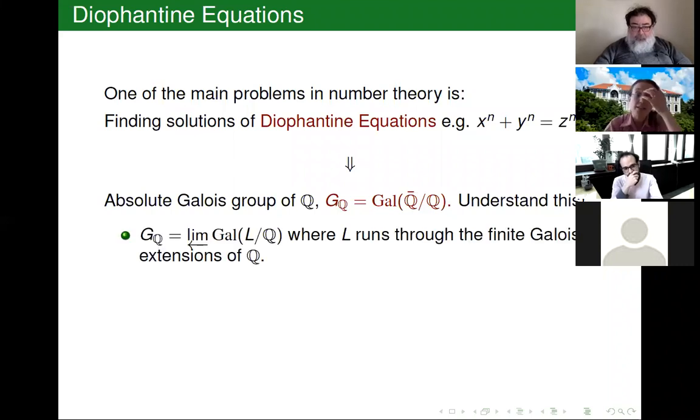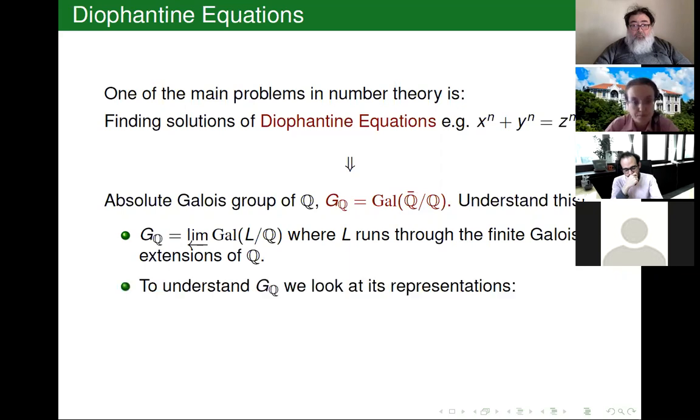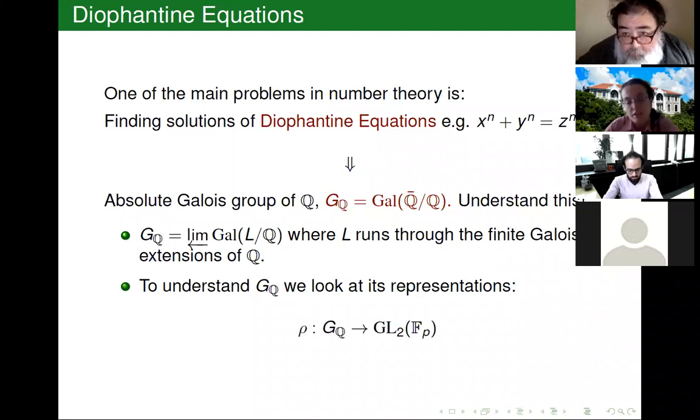So in our case, we will relate the search of solutions of the Diophantine equation to understanding something about the structure of the absolute Galois group of the rationals, which is the inverse limit of the Galois groups of number fields, finite Galois extensions of Q. And how do we understand a group in general? One frequently used way is to look at its representations. So we are searching for representations of this group G_Q into the finite group of invertible 2 by 2 matrices with coefficients in F_p.